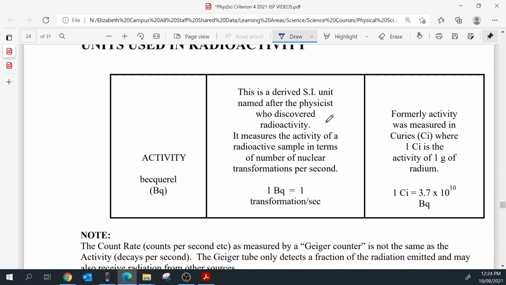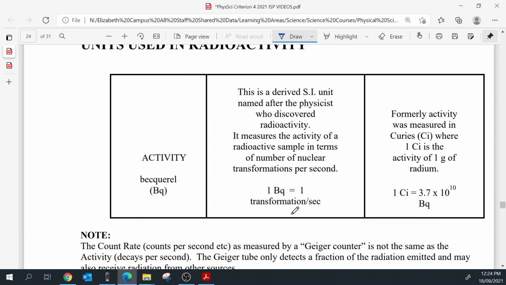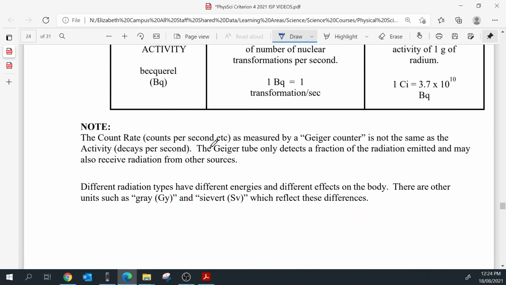Just quickly, the activity is measured in becquerels, and 1 becquerel is equal to 1 transformation per second. So when you hear a Geiger counter click, it's clicking the number of transformations per second. Count rate, counts per second, is measured by a Geiger counter. It's not the same as the activity, decays per second. The Geiger tube only takes a fraction of the radiation emitted and may also receive radiation from other sources.